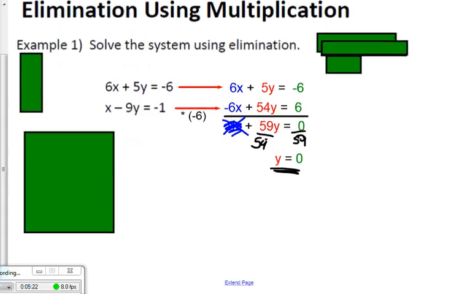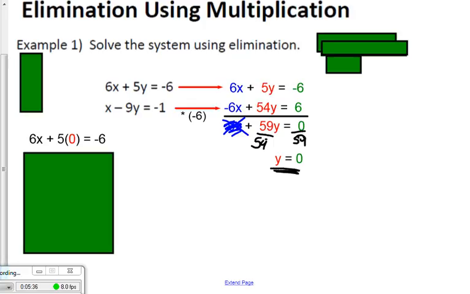So again, like before, using elimination with addition, once you find one of those values, once you get y to just equal something, you simply plug it into one of the other equations. I'm going to plug it into the first one, and it doesn't really matter. You can plug it into the bottom one too. I just happened to pick the first one. So instead of 6x plus 5y equals negative 6, I have to plug in 0 everywhere I see y.